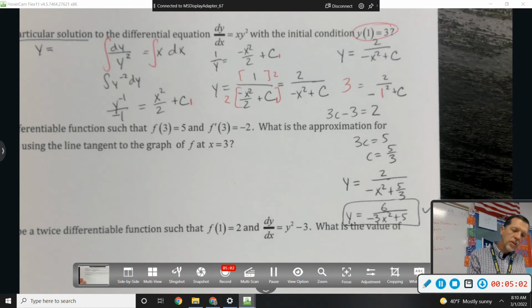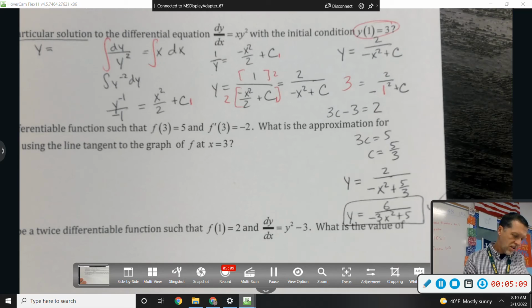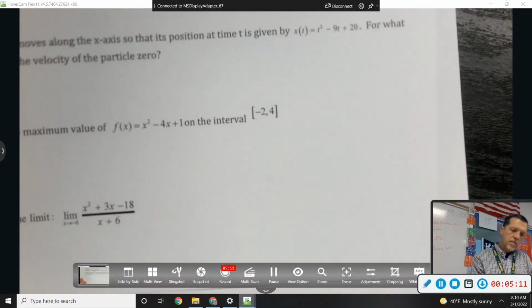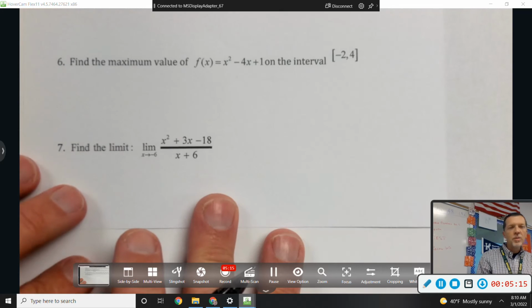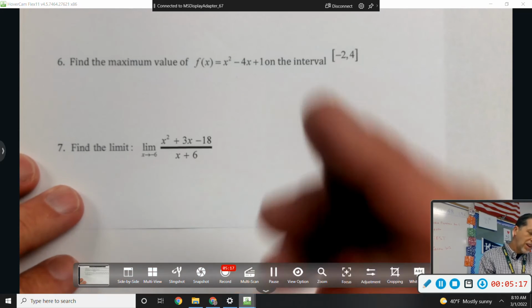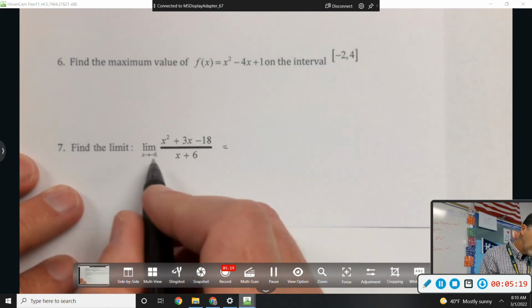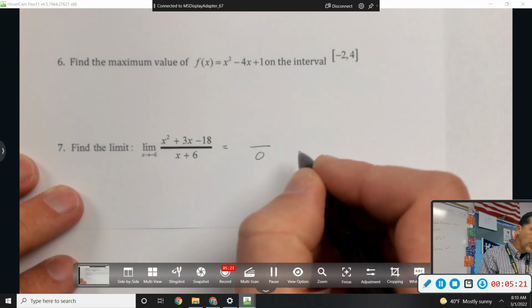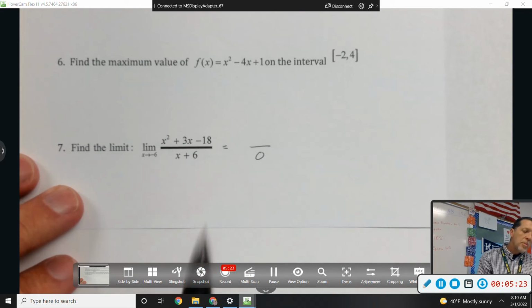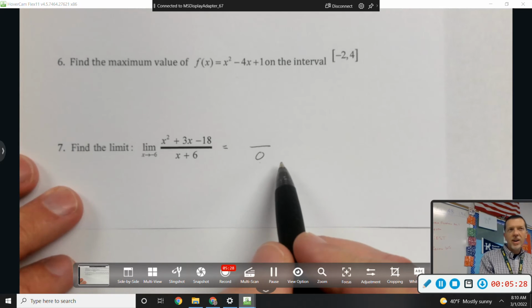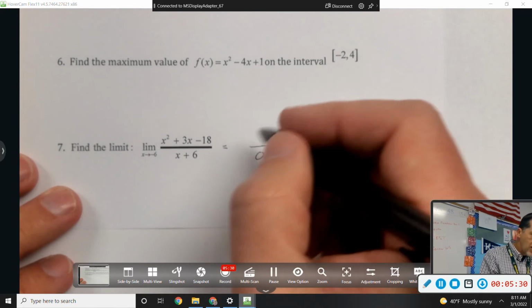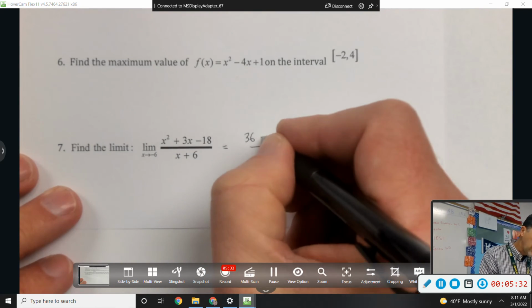What else from the review? Can you do the limits? Yes. Number 7 there. What's our first attempt at any limit problem? Plug it in. Although it's not going to work because I got 0 at the bottom, so something's not right. But I better check the top, because if it's 0 only in the bottom, that would be undefined. If it's 0 over 0, then something else is going on.